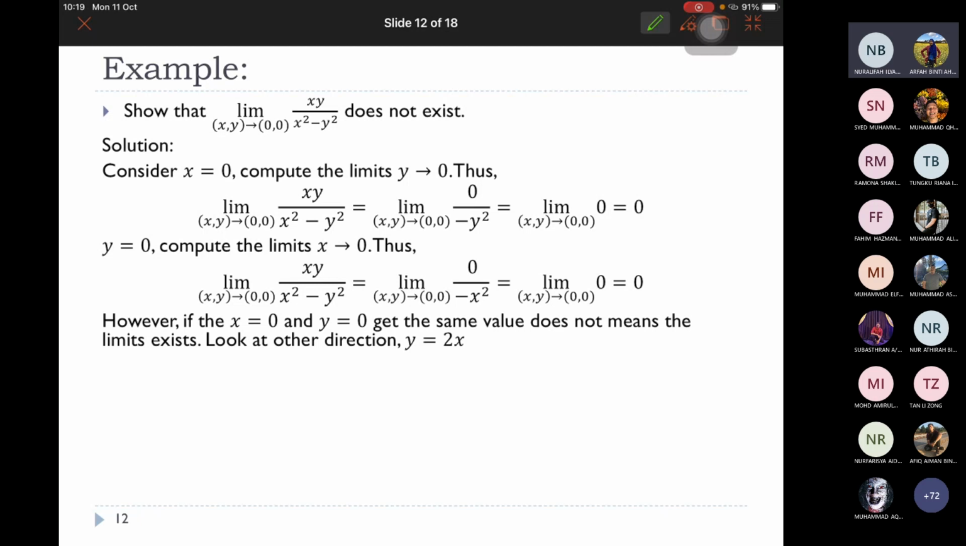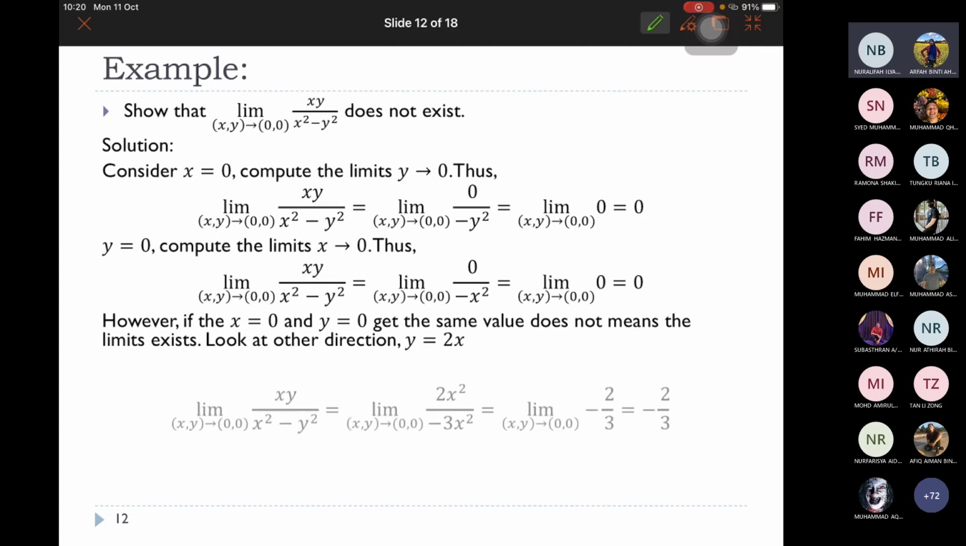Kalau gantikan, however, if x equals 0 and y equals 0, we get the same value. That doesn't mean that the limit exists. So why don't we look at another direction, for example, taking y sama dengan 2x. Yang ini saya just randomly pilih. Okay, y equals 2x.